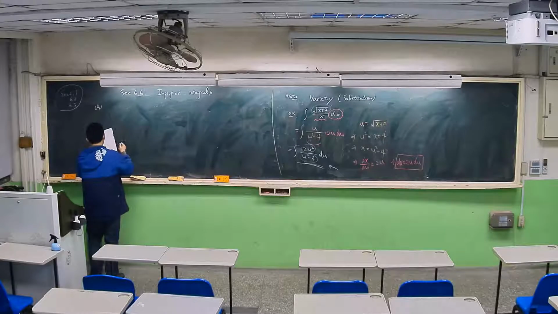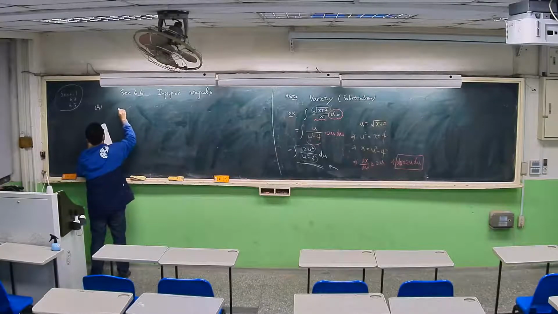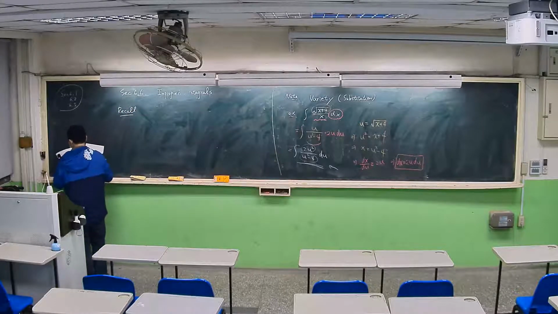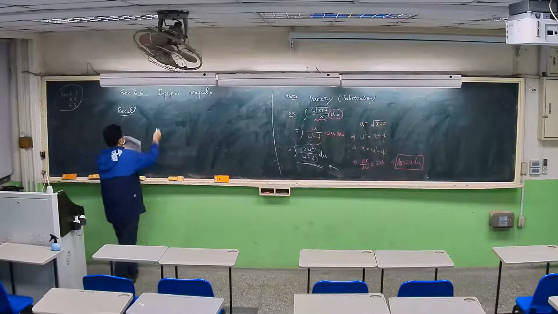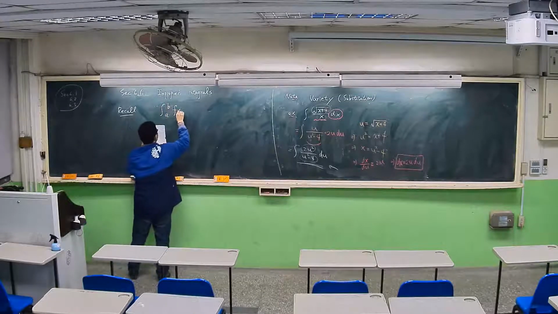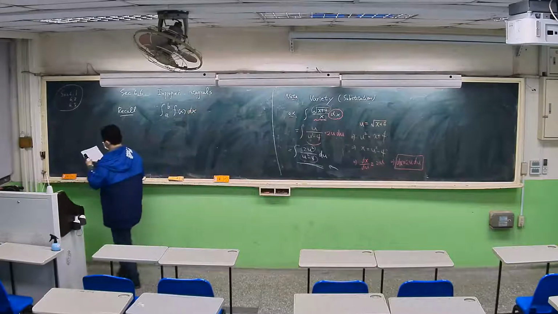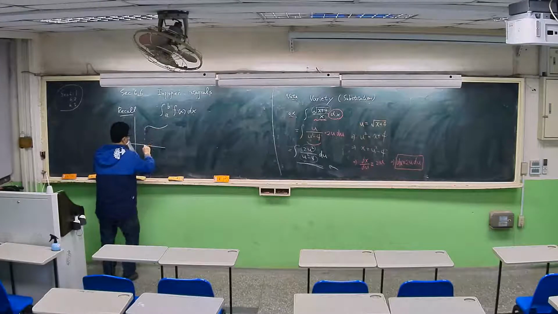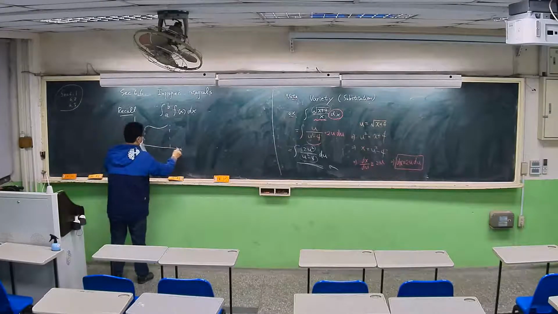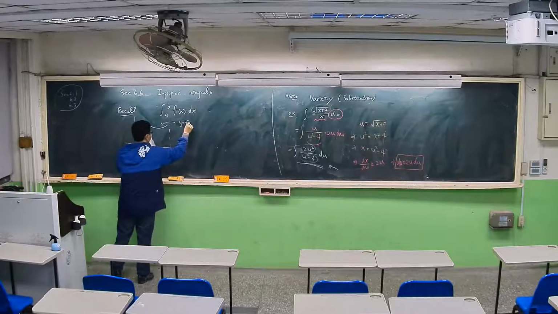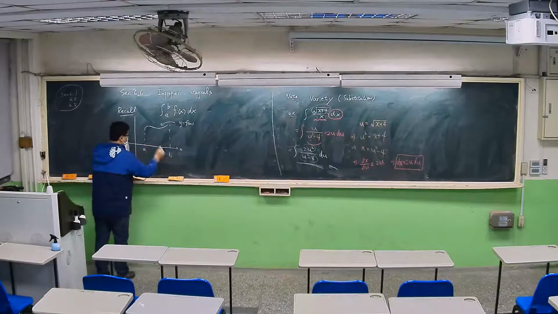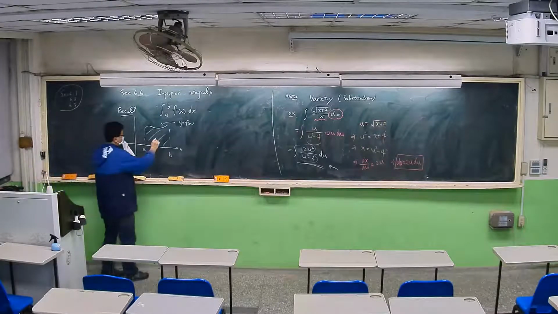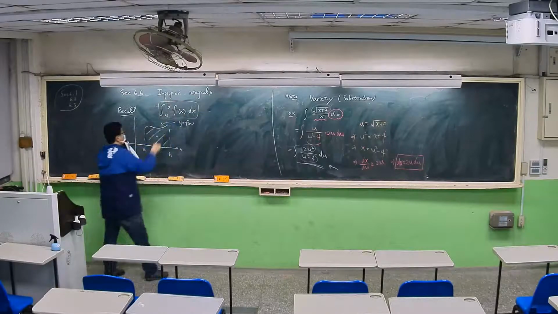So first of all, let's recall the definite integral. When we say the integral of f(x) dx from a to b, what does it mean? It means we have a function y equals f(x), and we integrate this function from a to b to consider its area. This part is its area. Capital A is exactly its integral.